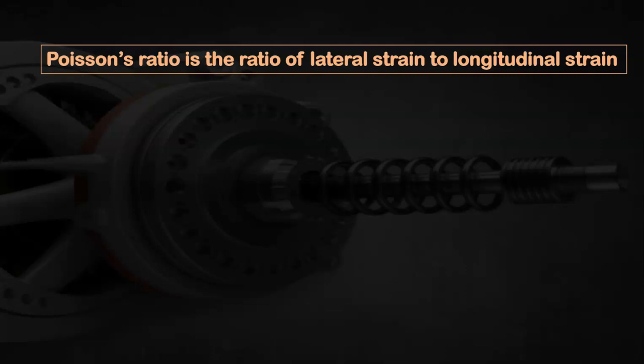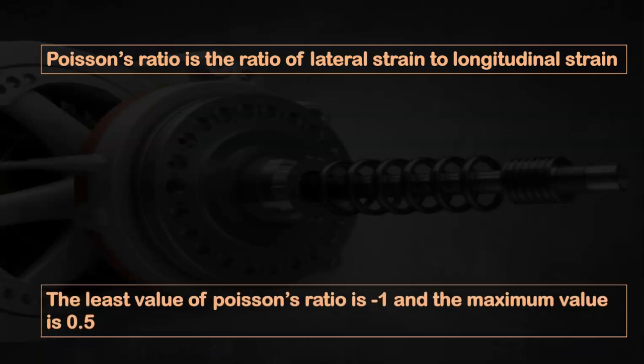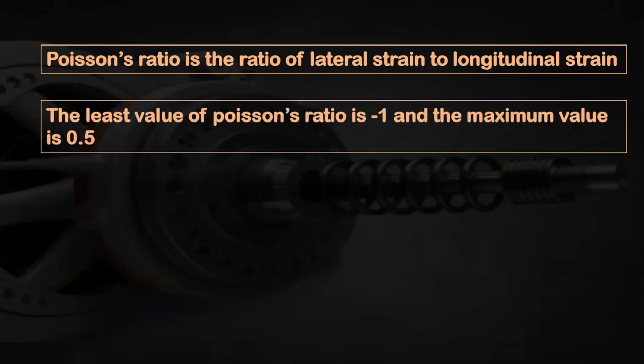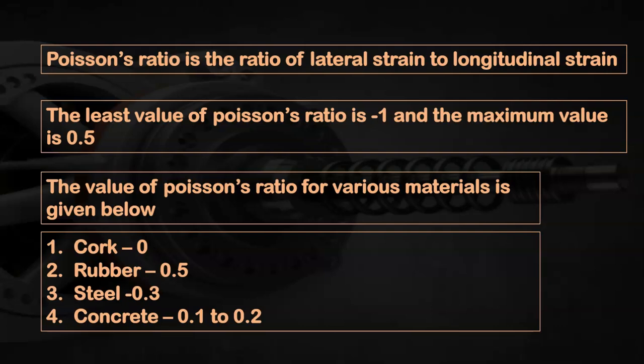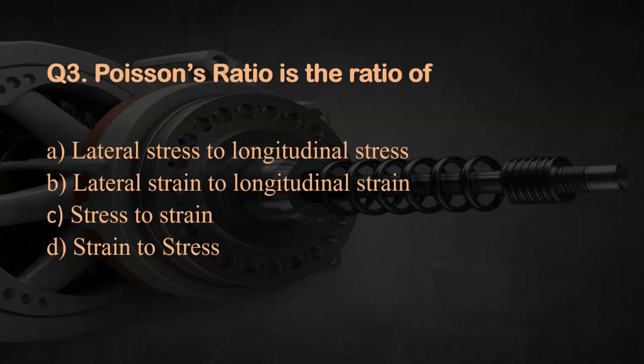Poisson's ratio is the ratio of lateral strain to longitudinal strain. The least value of Poisson's ratio is -1 and the maximum value is 0.5. The value of Poisson's ratio for various materials is given below. Cork 0, rubber 0.5, steel 0.3, concrete 0.1 to 0.2. Question 3, Poisson's ratio is the ratio. So the right answer is option B, lateral strain to longitudinal strain.